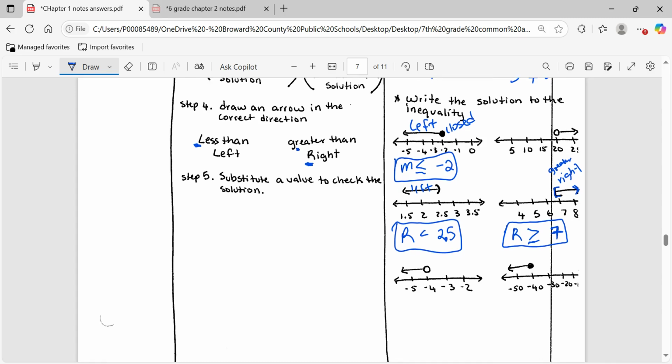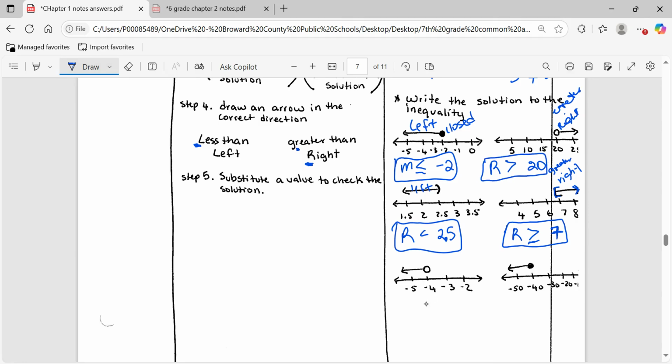All right, now that you are back, on this next one up top, I'm just going to go from top to bottom. I see 20. Well, I know my solution then is 20. And I'm going to again use R for misread. And my solution is 20. I see that it's going to the right. So I know that this is greater. R is greater than 20. Open circle. So it's just greater than 20.